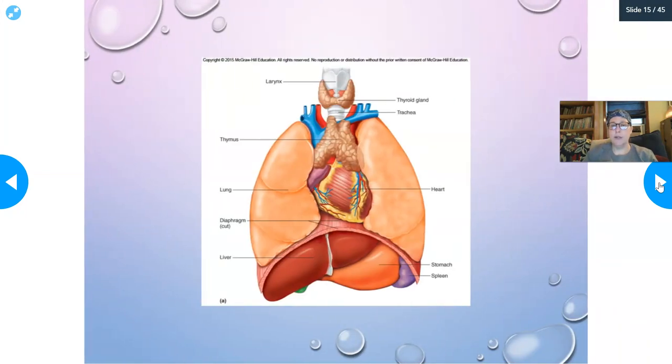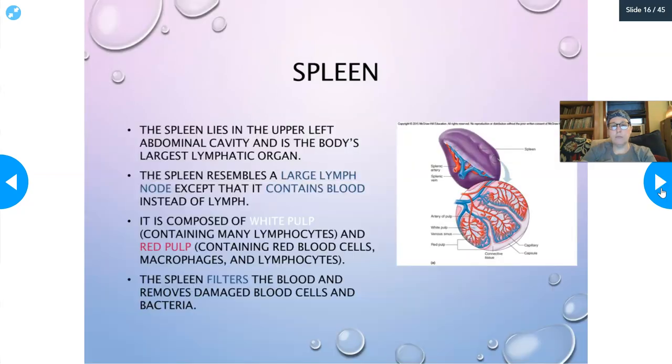So in this diagram of the thoracic cavity and part of the abdominal cavity, you have your diaphragm right here, your lungs, your heart. Your sternum is not represented, but here is your thymus right here. This is your thyroid. So this is your thymus. Again, bigger in children, smaller as you become older.